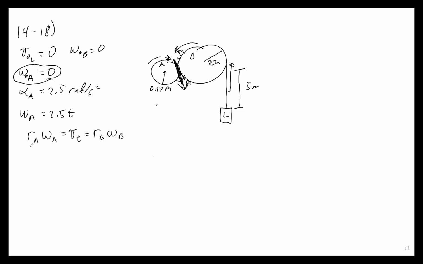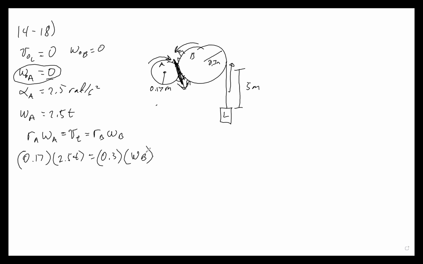All right, but we don't know the angular velocity of B because we weren't given an acceleration for B. So let's see if we plug these values in and have them equal to each other, what we can get. We know that the radius of A is 0.17 and that the angular velocity of A is 2.5, as a function of time at least. And that is equal to the radius of B, 0.3, times the angular velocity of B, which we don't know.